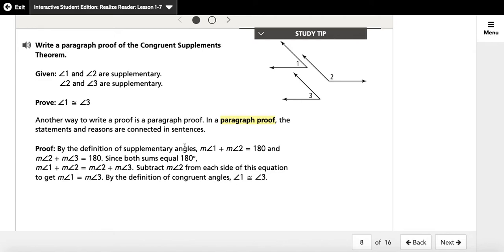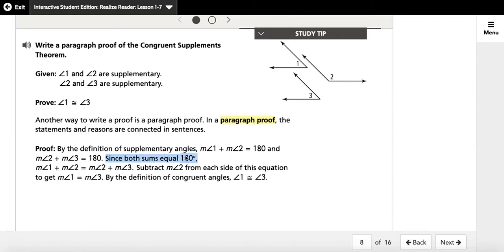By definition of supplementary angles, because that's what they tell us, right? They tell us they're supplementary. So by definition of supplementary angles, the measure of angle 1 plus the measure of angle 2 has to equal 180. And the measure of angle 2 plus the measure of angle 3 is 180. Okay, so there's one statement. It gave the reason in the statement. And now here's the next one.